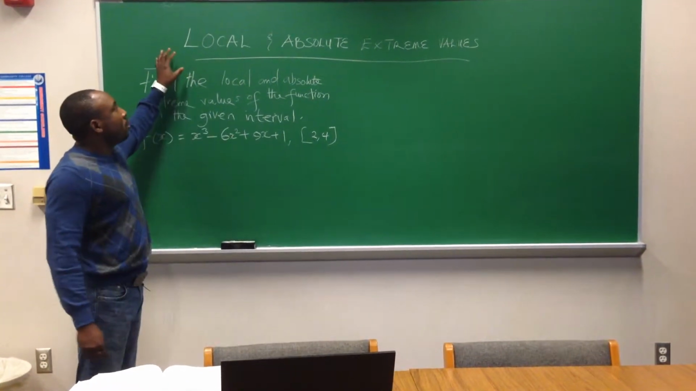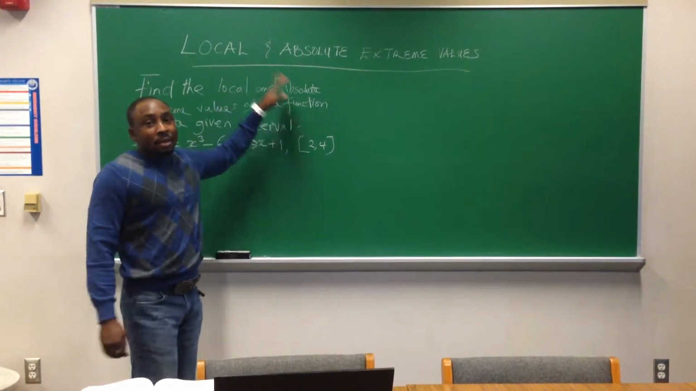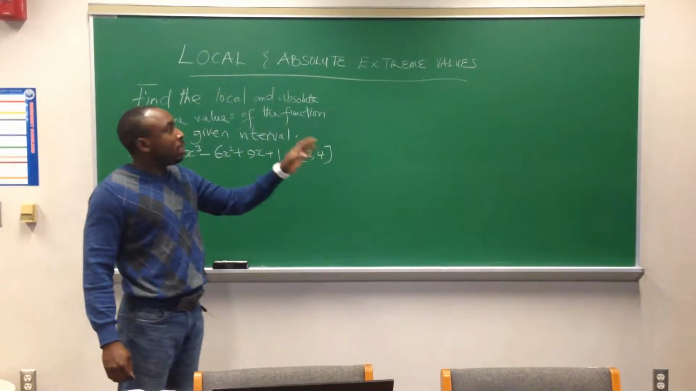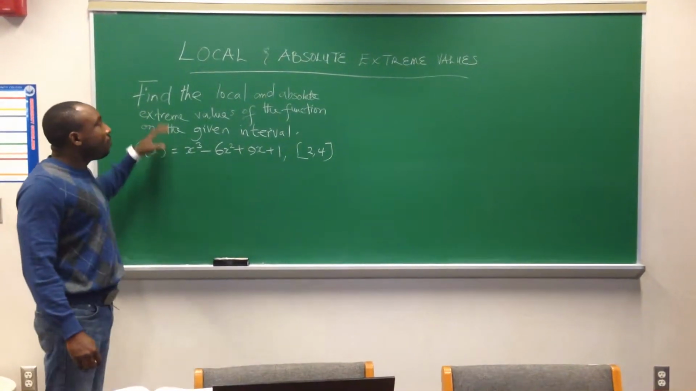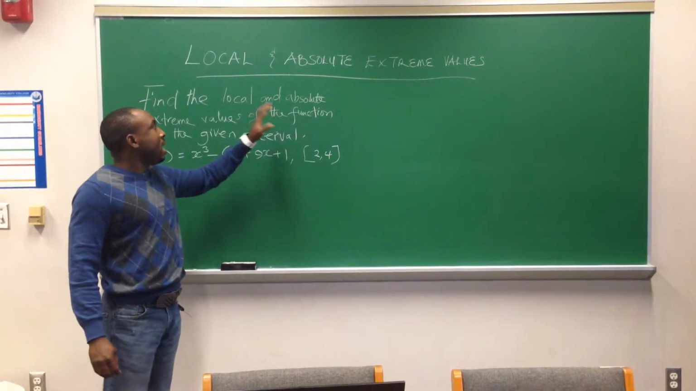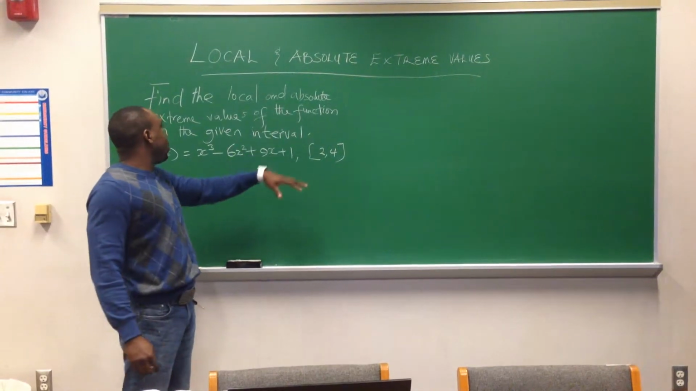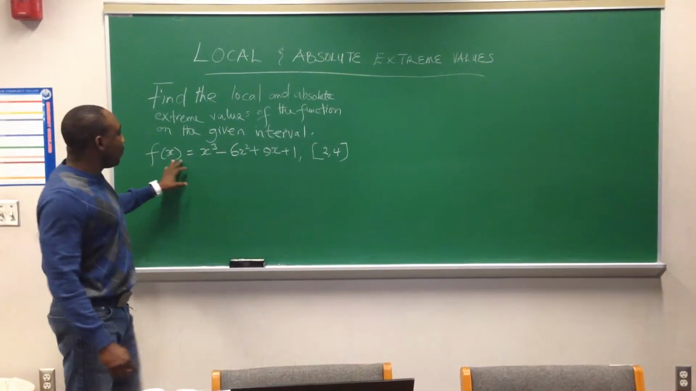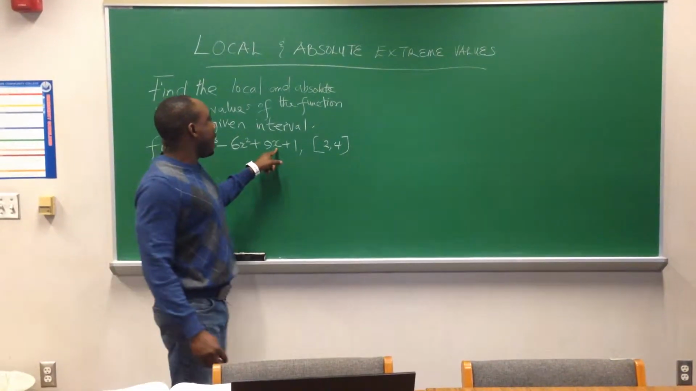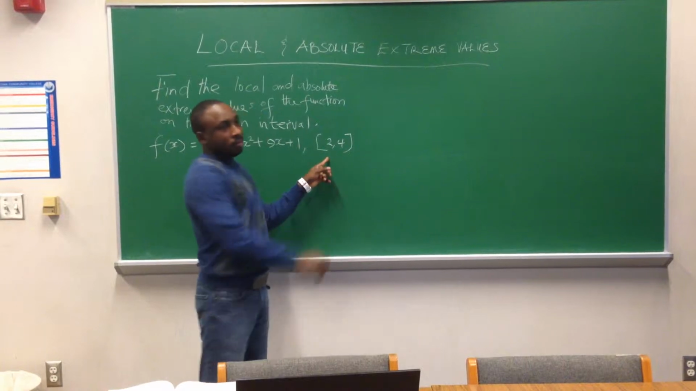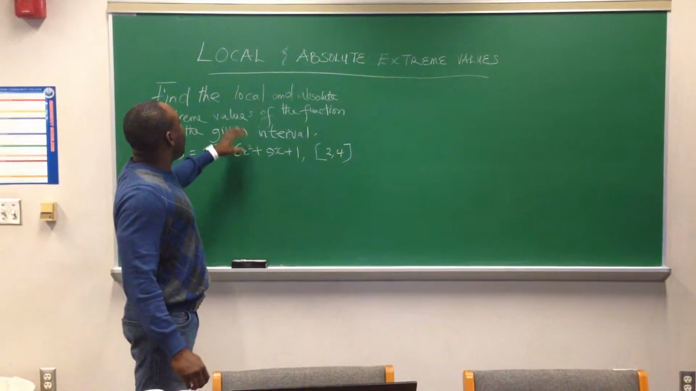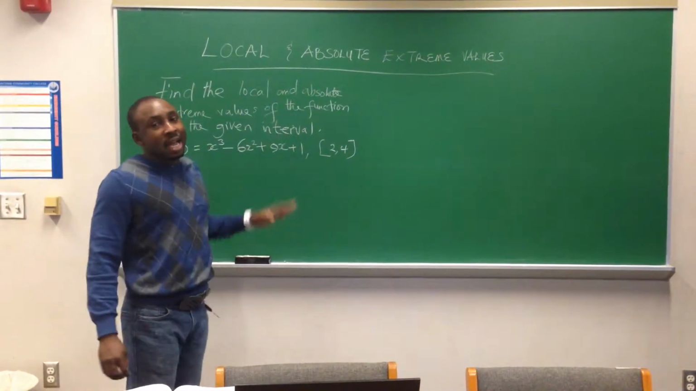Today I'm going to be talking about one of the applications of calculus, which is local and absolute extreme values. I have a question on the board which says: find the local and the absolute extreme values of the function f of x equals 3x cubed minus 6x squared plus 9x plus 1 within this interval. Let me remind you what we mean by absolute and extreme values.